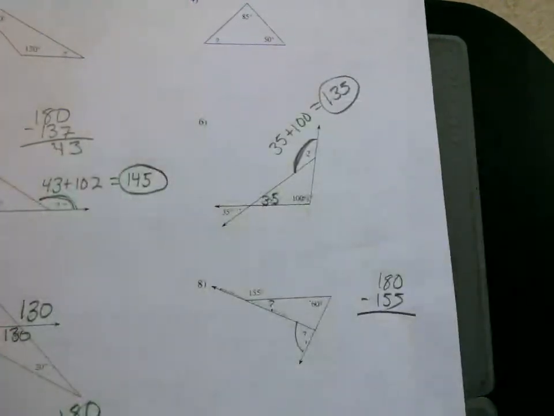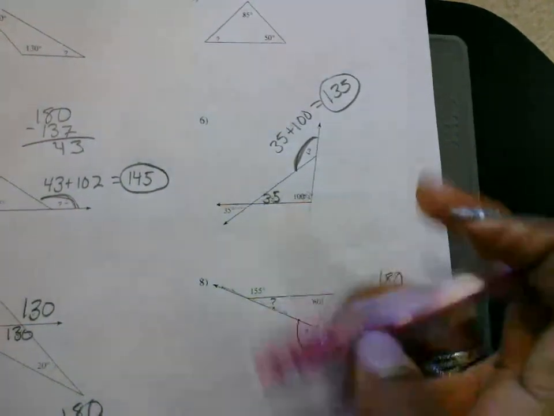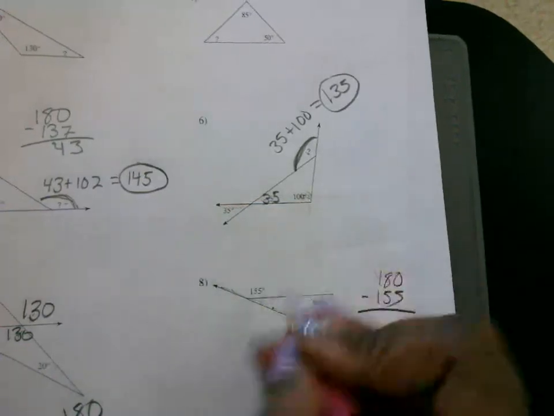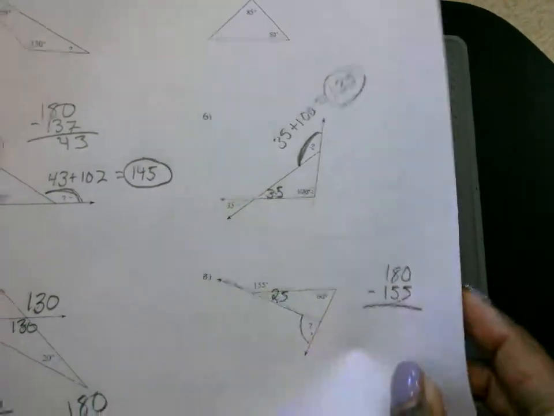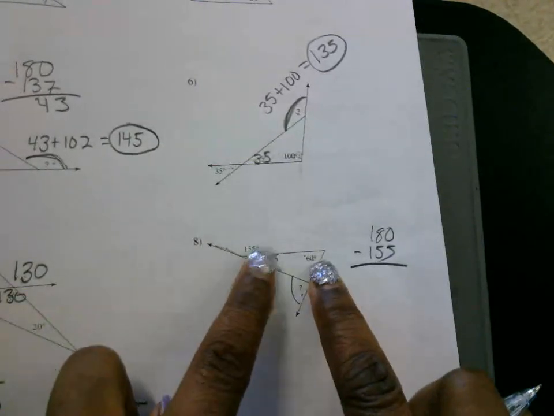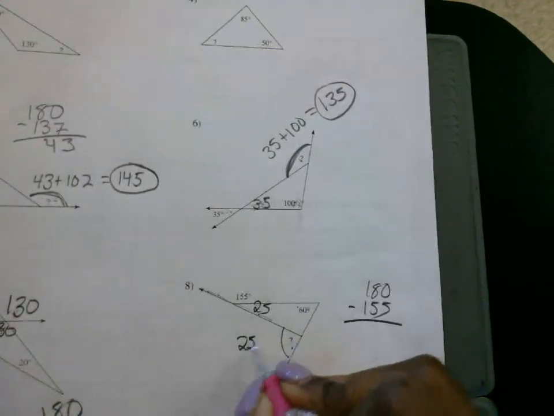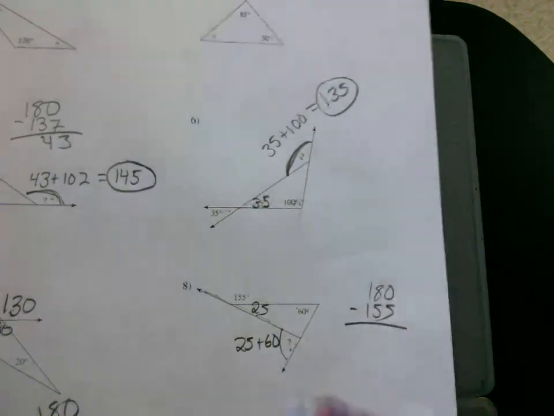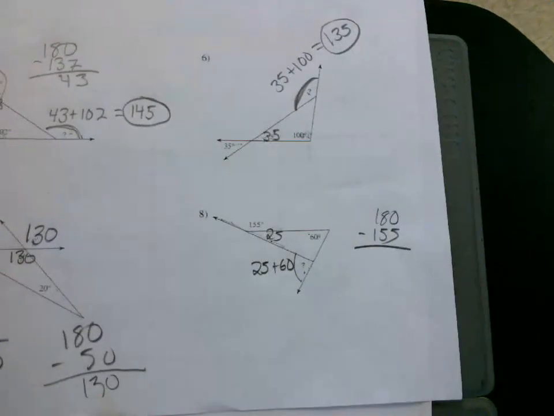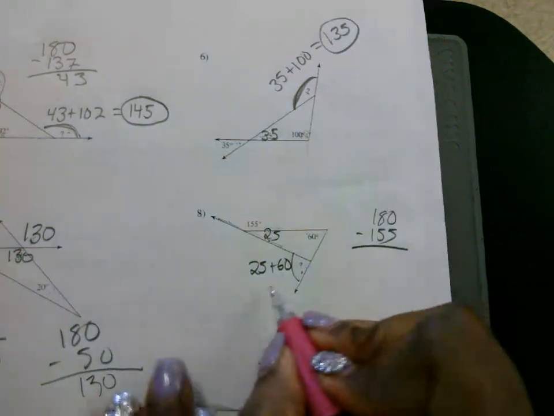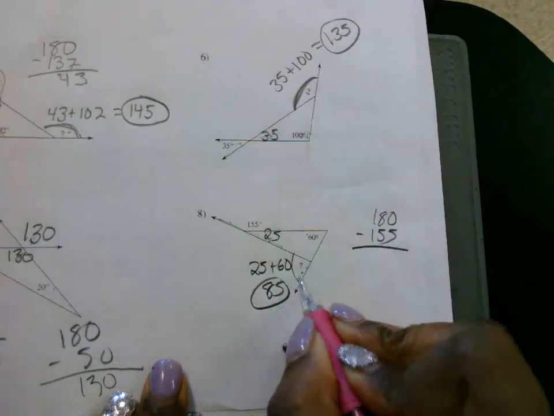What is 180 minus 155? It's 25. So this measurement is 25. So now we find the exterior angle. That's these two opposite angles added together. So that's 25 plus 60. What's 25 plus 60? 85 is this exterior angle.